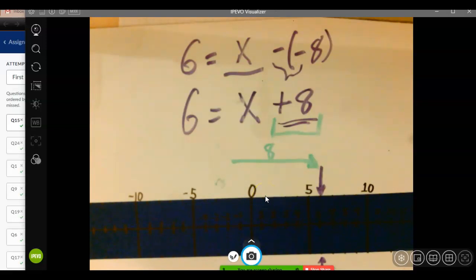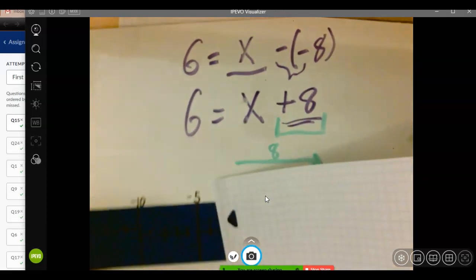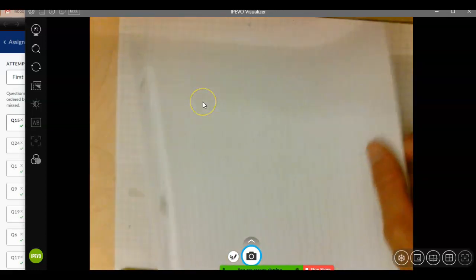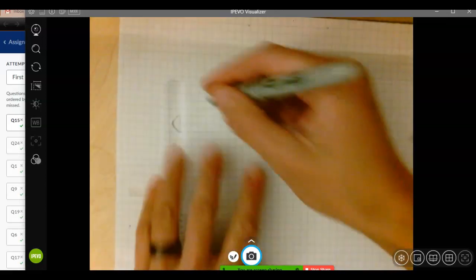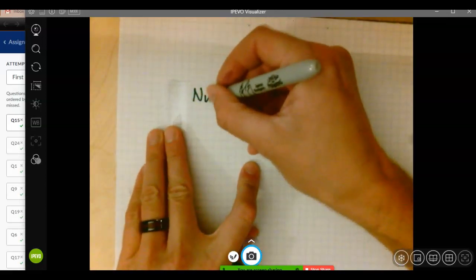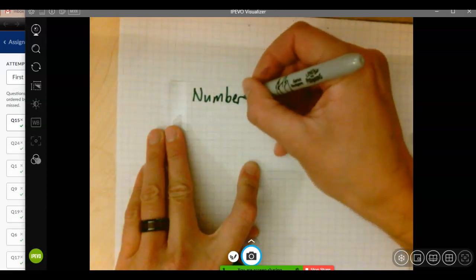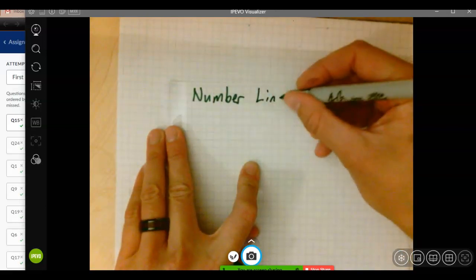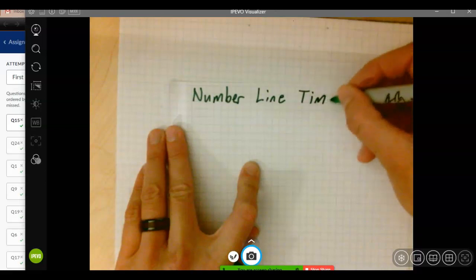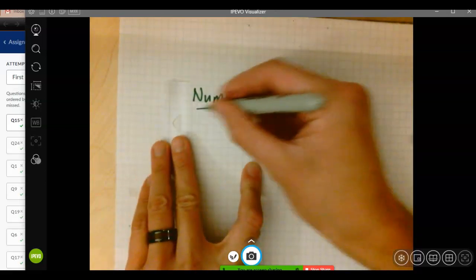The other suggestion that I made to one of your classmates that I should write down before I forget to is turn the problem around. If it confuses you that the answer is on the left-hand side, I'm going to switch from my dry erase board so I actually have some notes written down today. So number line. I like rhymes. Number line time.